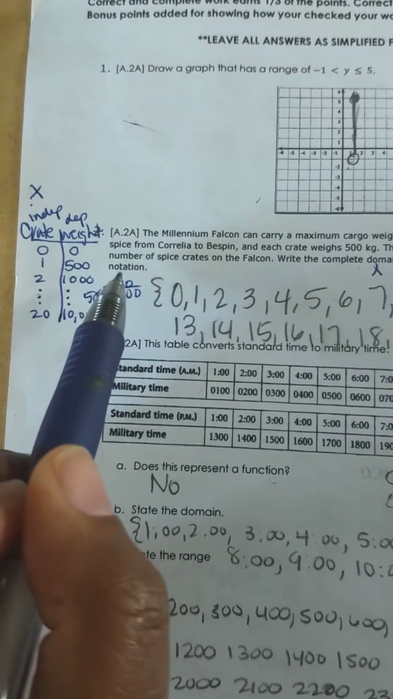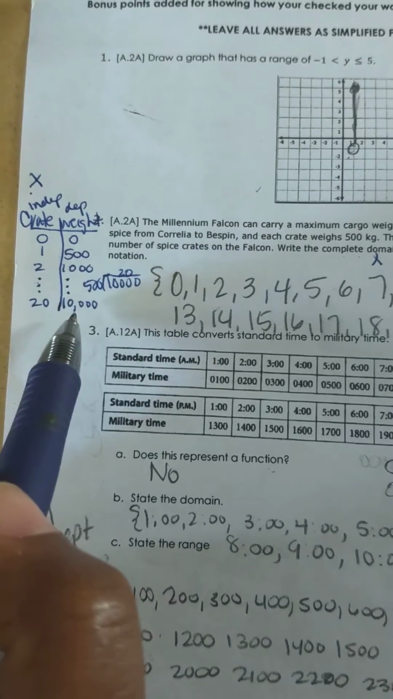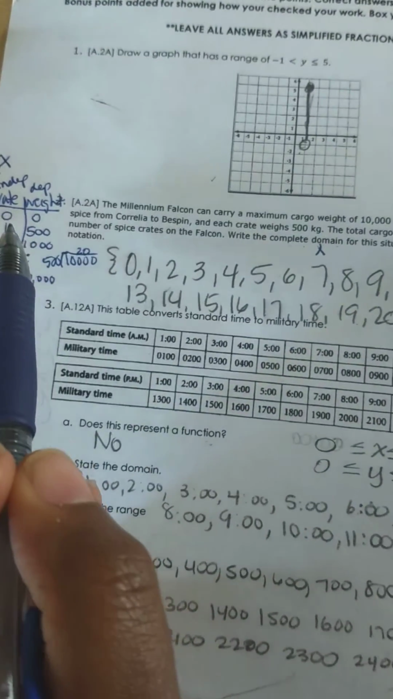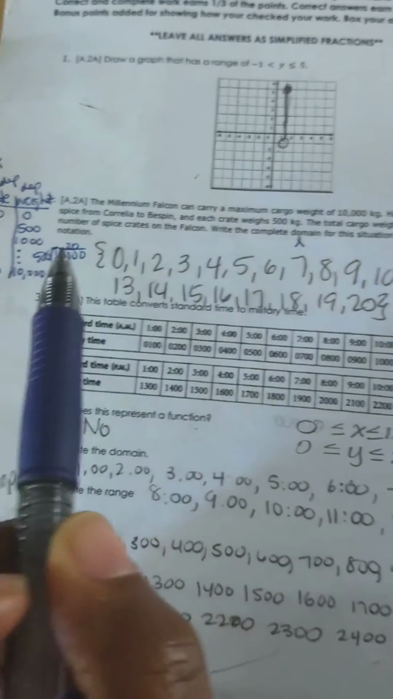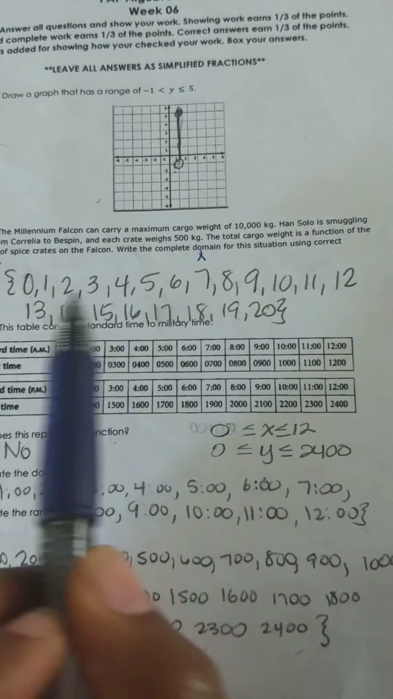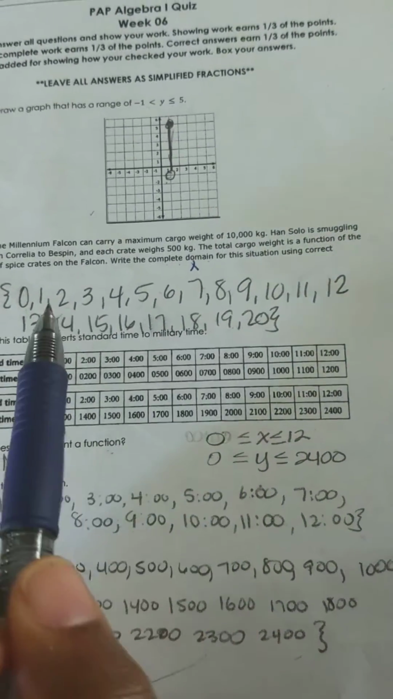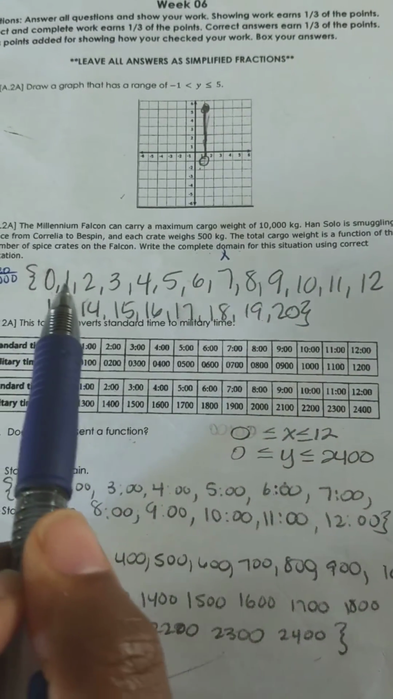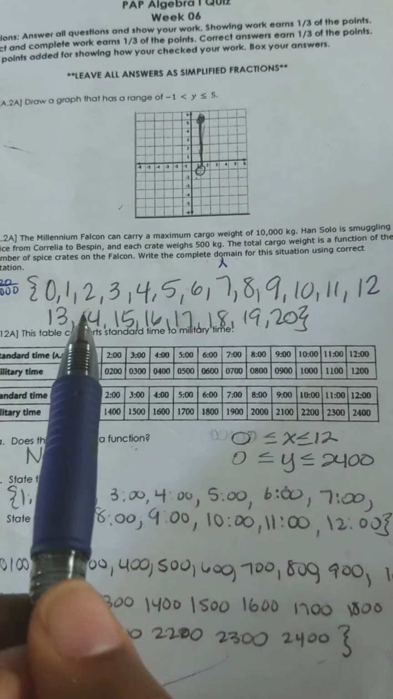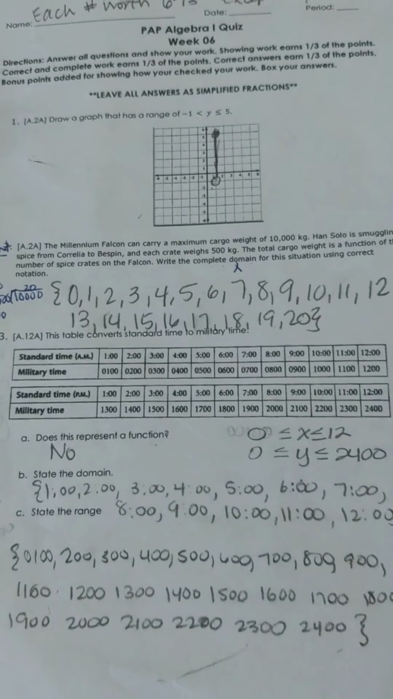10,000 divided by 500 is 20. The most I can have is 20 crates. So that means my crates are 0, 1, 2, 3 through 20. I chose set notation, 0, 1, 2, 3, all the way to 20, and the reason I did that is because I can't have a partial crate. It's either 0 crates, 1 crate, 2 crates, and that's how it goes.